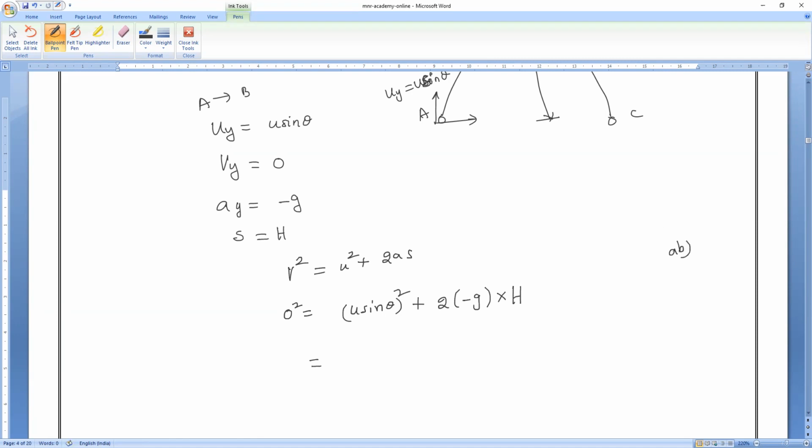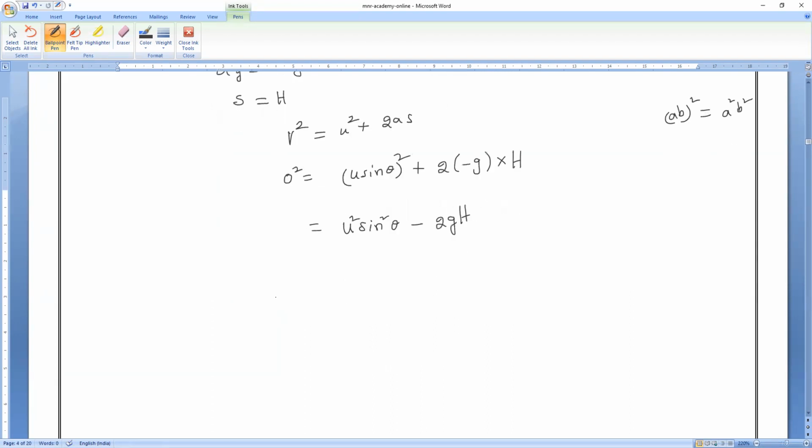Now this one, (a b) whole square, how can I write it? We all know mathematics. (ab) whole square, how can I write? a square b square. So can I write it as u square sine square theta? Am I right, everybody? And this one is minus 2gh. So from that I'll write 2gh is equal to u square sine square theta.